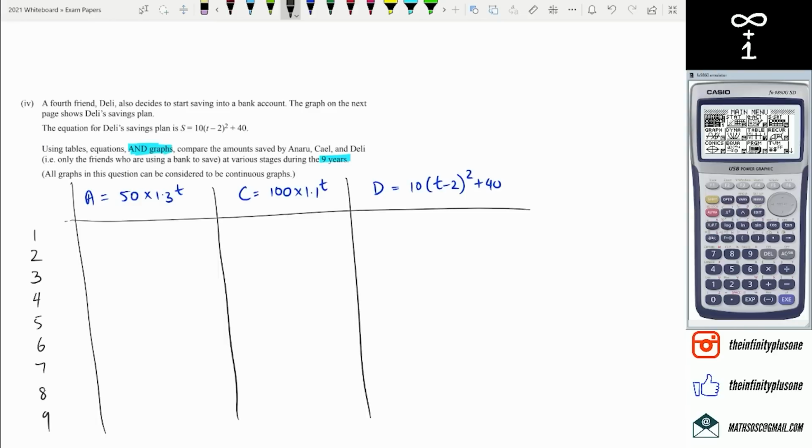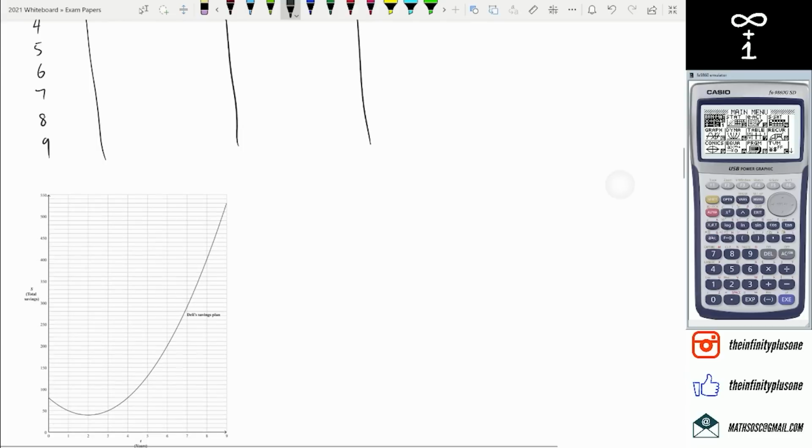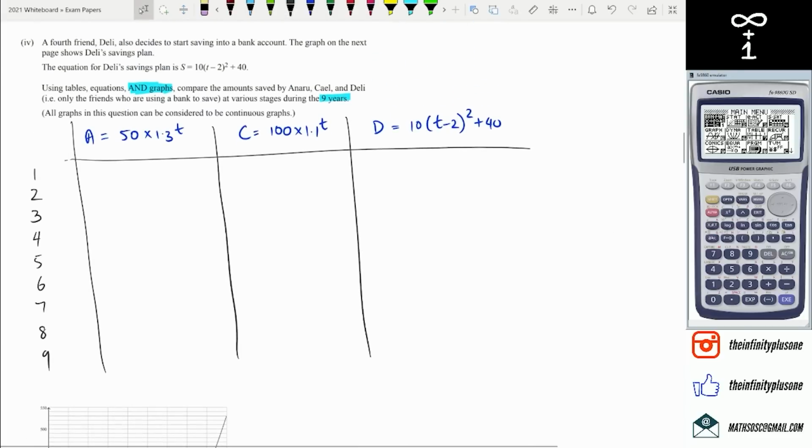I know I said at the start of the session that having a graphics calculator is extremely handy. And I guess this is one of those reasons where the graphics calculator comes in handy. For you guys, you're lucky in the sense that Delhi's diagram is already done there. Oh, it's not Dale, it's Delhi's. But we still got to work out Anaru's and Kale's values.